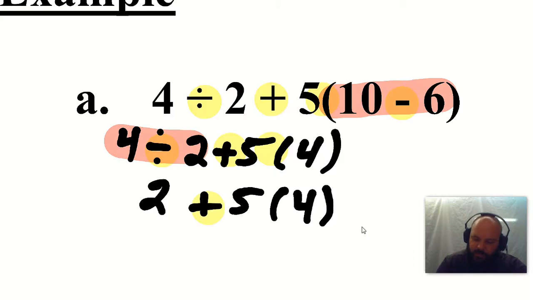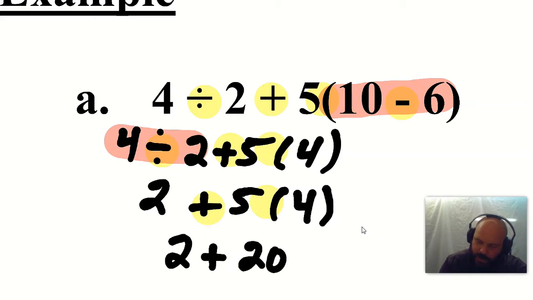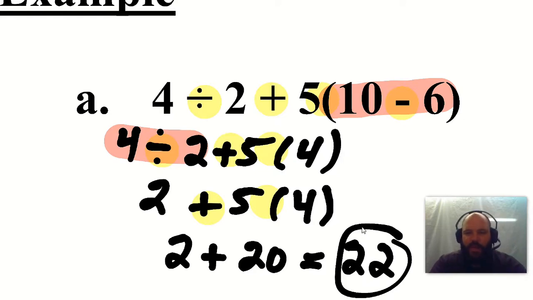We have addition and we have multiplication. Multiplication would come first with PEMDAS. So we would have 2, whoops, didn't want to do that, sorry. We would have 2 plus 20, and then that's the last thing to do. 2 plus 20 is 22. And there's our final answer for that expression.